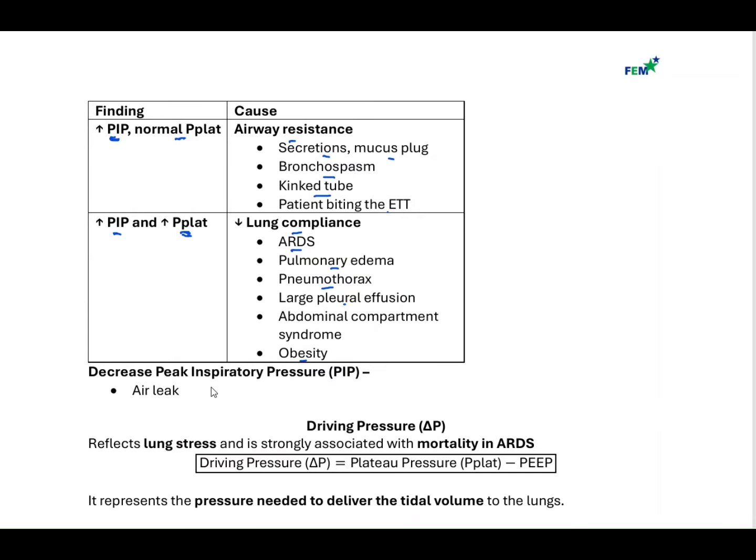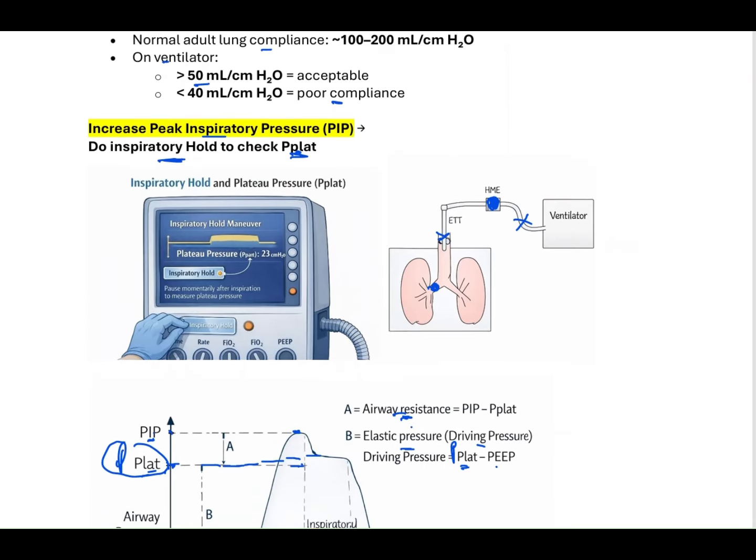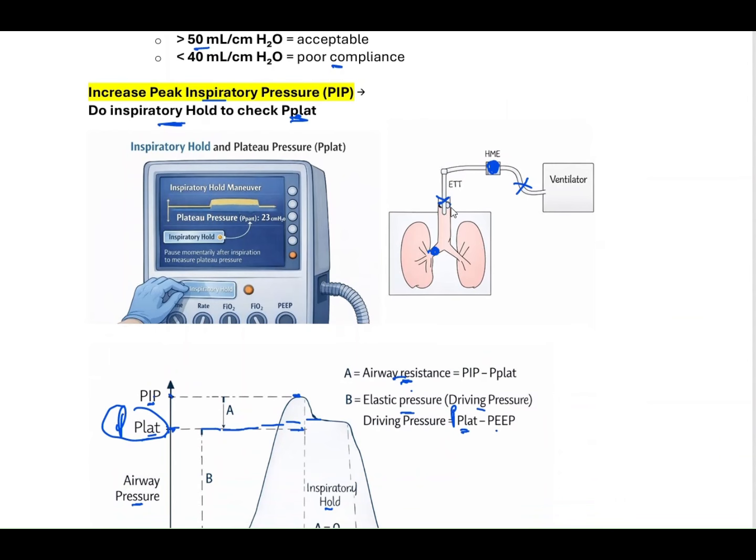So what if there's a decrease in peak inspiratory pressure? This could be due to an air leak, right? So maybe there's an air leak somewhere in the patient. For instance, if the cuff of the ET tube is blown, then instead of the returning tidal volume coming out through the ET tube, it could be escaping around the what?